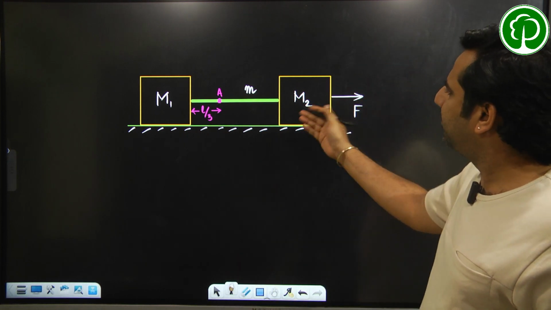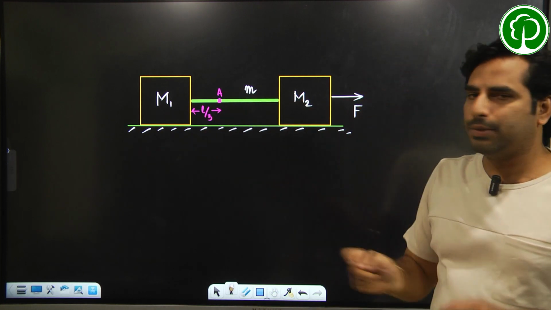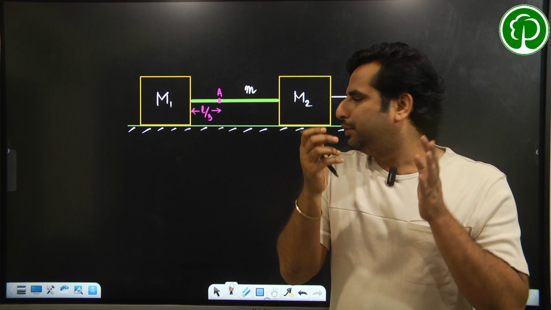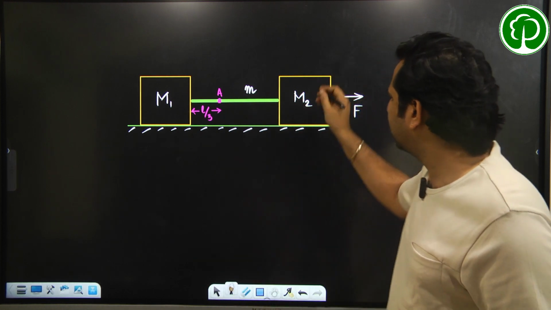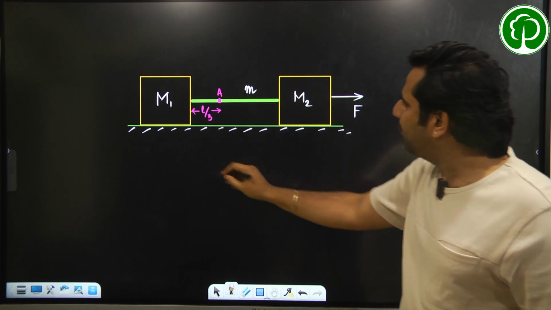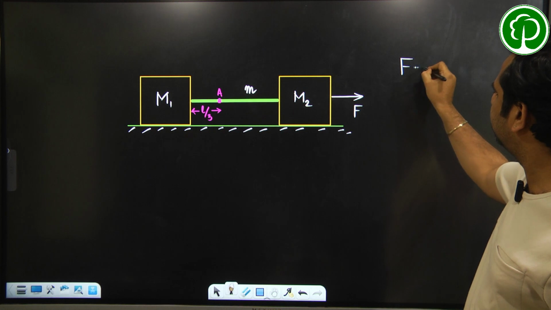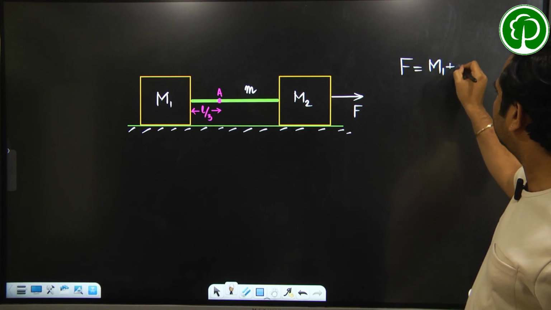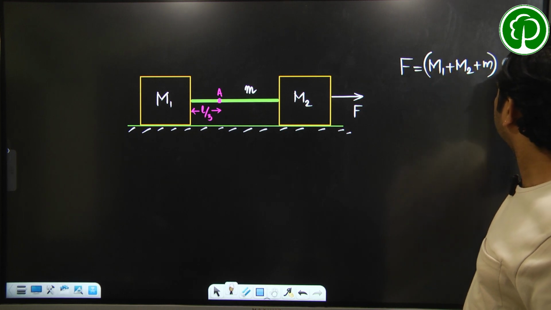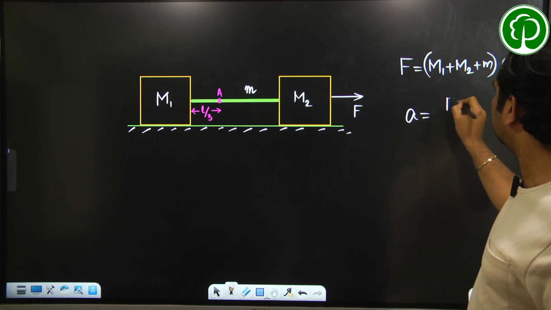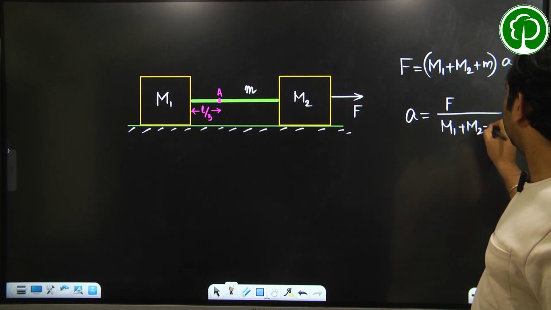So first let us find the acceleration of the entire system. Because two blocks are connected with a single rope, two blocks plus rope all together are moving towards right with some acceleration a. So if I take M1 plus M2 plus m as my system, net force in the horizontal direction is F, that is equal to mass into acceleration, M1 plus M2 plus m into a. So acceleration of the system is F by M1 plus M2 plus m.